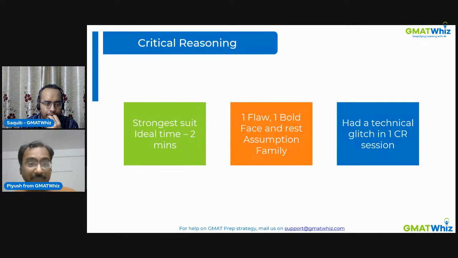Perfect. And the second thing, which is very important, is something we did in our research, I think in 2018 and 2019. We looked at all official questions, and we saw that 70% of all the official questions are from the assumption family. I'm extending the assumption family to include inference as well. If you want me to break down the 70% further, around 32% of the entire CR lot is from strengthen itself.